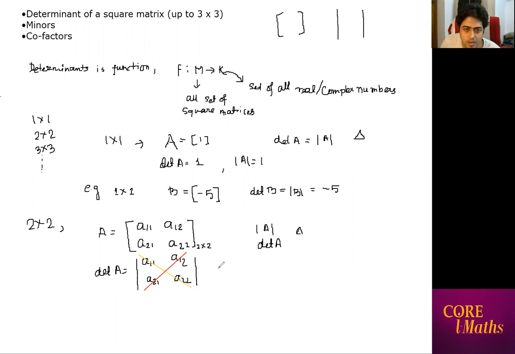So what will be the determinant value of this matrix? A11 into A22 minus A21 into A12. So this is the basic form.